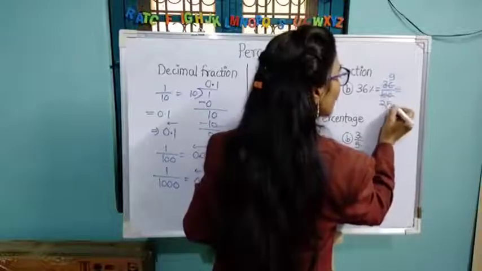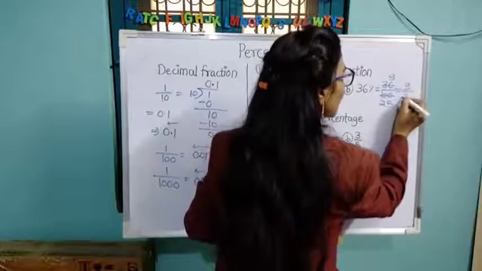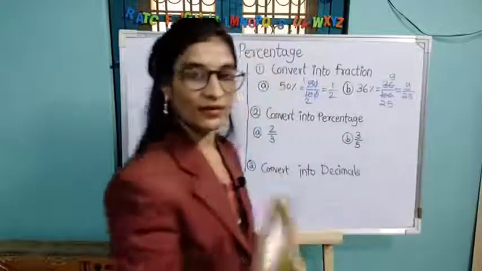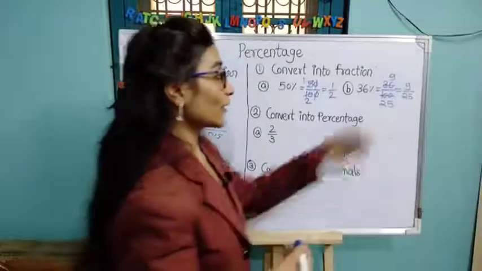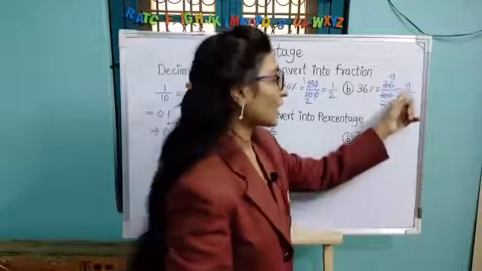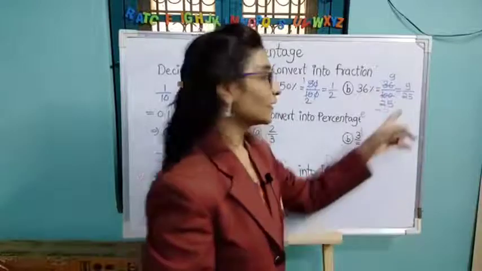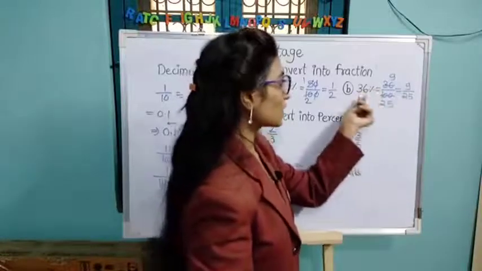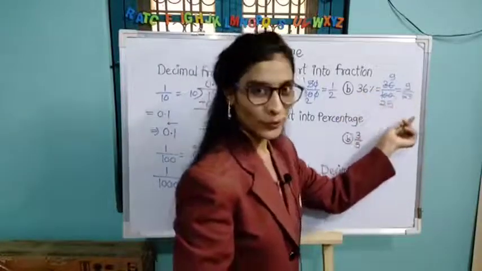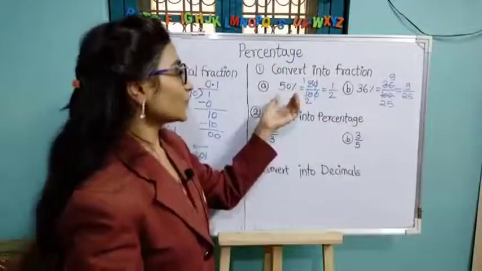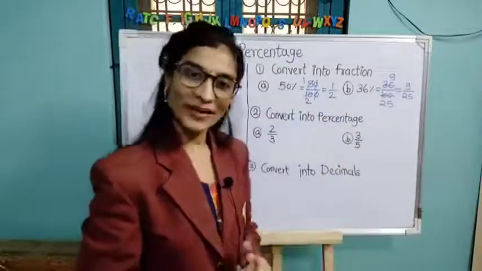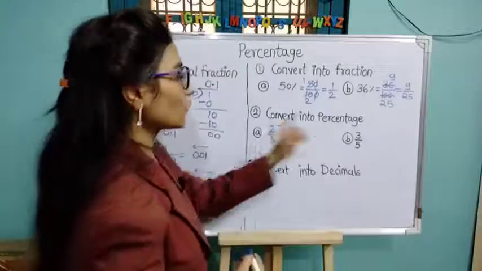So what will we get? 9 upon 25. We cannot divide this 9 upon 25 by another number again, because 25 is divisible by 5 only and 9 is not divisible by 5. So this is the last fraction, meaning 36% is equal to 9 upon 25. So in this way, any percentage you can convert into the form of a fraction. Next is convert into percentage.